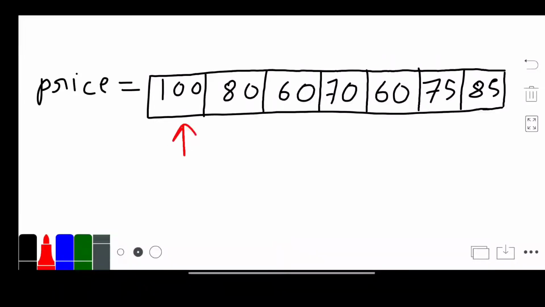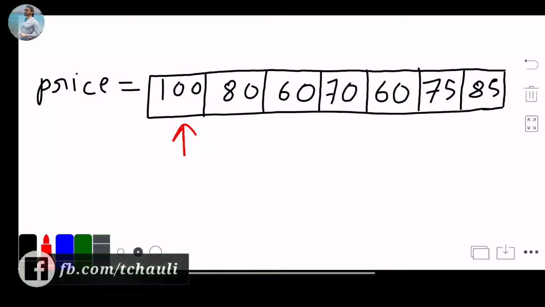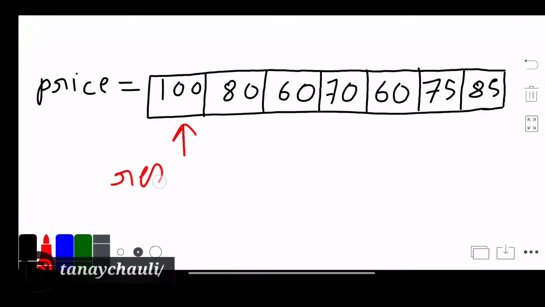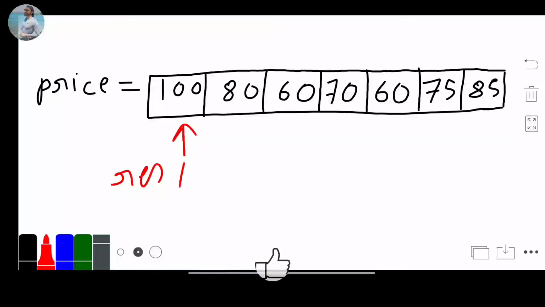What we have to do is count the days where the price of the stock was less than or equal to today's price. That means we count the previous days with lesser or equal stock price. So 100 is our starting stock price, so there is no lesser value for 100. 100 is equal to 100, so we store 1 in our result array, and then move to the next element.